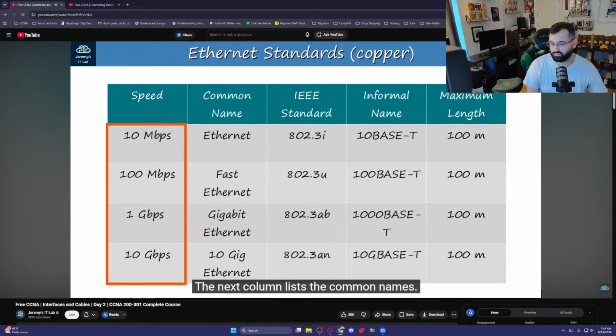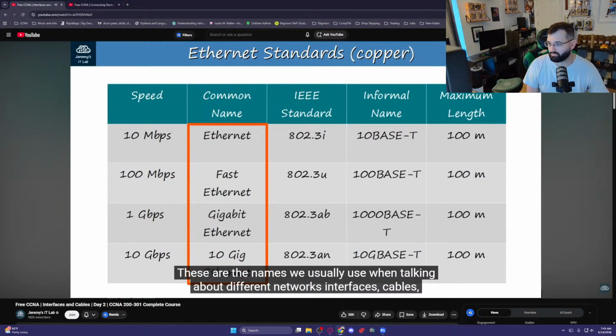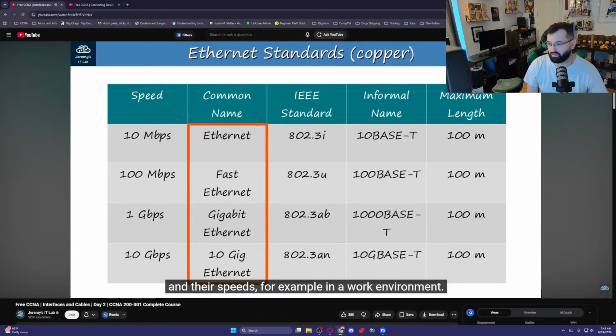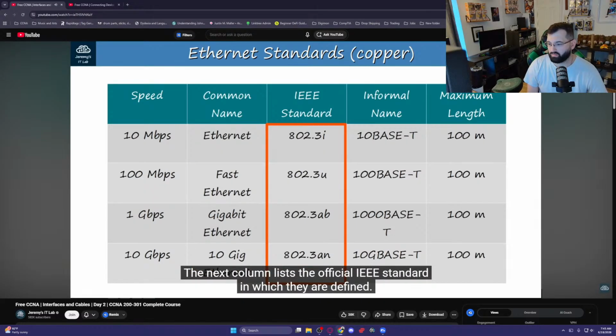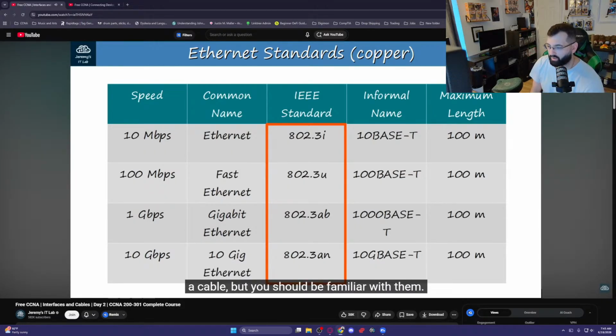The next column lists the common names. These are the names we usually use when talking about different network interfaces, cables, and their speeds. For example, in a work environment. The next column lists the official IEEE standard in which they are defined. You would probably never use these names when talking with other network engineers about a cable, but you should be familiar with them.